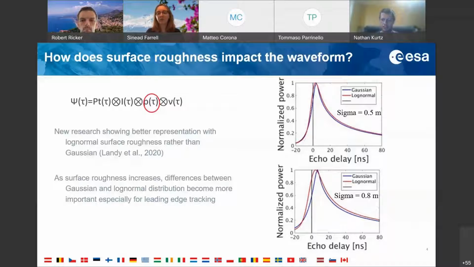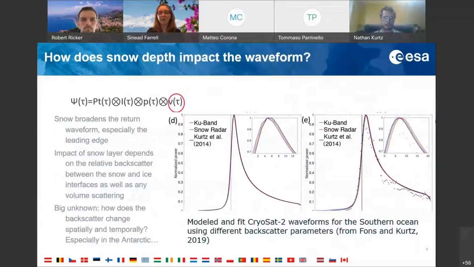What that tends to lead towards is quite a bit of difference in the waveform leading edge, which is really important for where you would place the tracking point. So surface roughness definitely has an impact on the actual waveform. Next I'd want to move to the snow depth and the snow depth term.